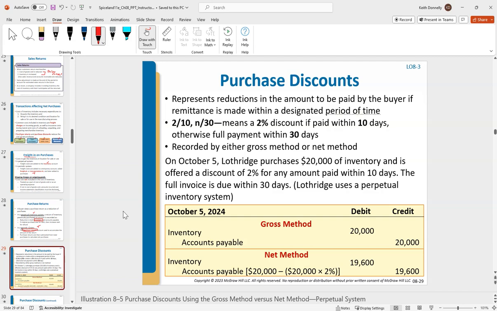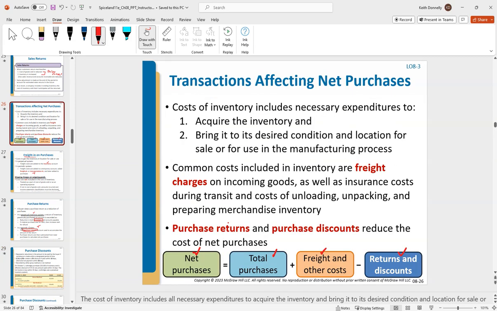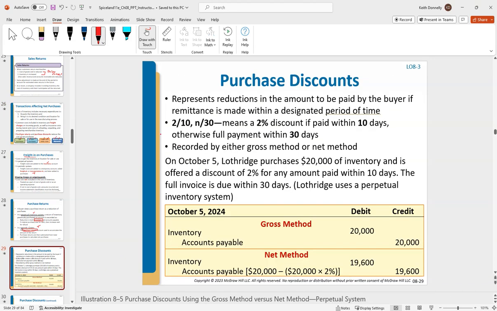How about purchase discounts? So we talked about total purchases. We talked about those other costs to get it to the store. How about discounts and returns? We talked about returns. What about discounts? Well, we've seen this before, the classic 2/10 net 30. So again, we're looking from the buyer's point of view. We're buying inventory. We also have here, as we've seen before, a gross way of accounting for this and a net way of accounting for this.